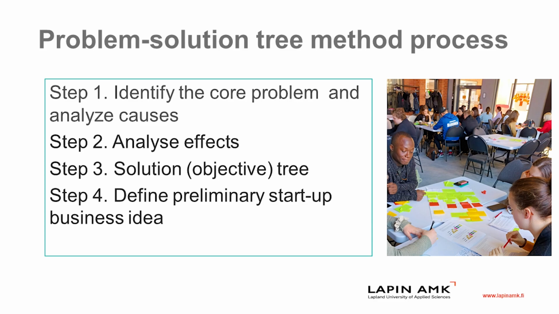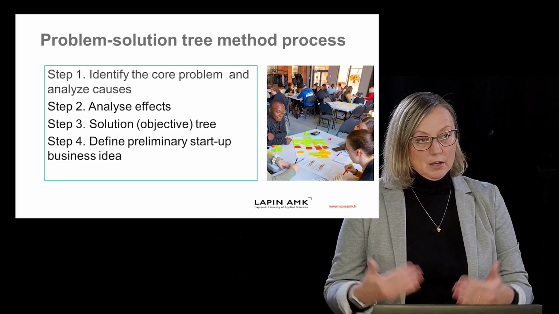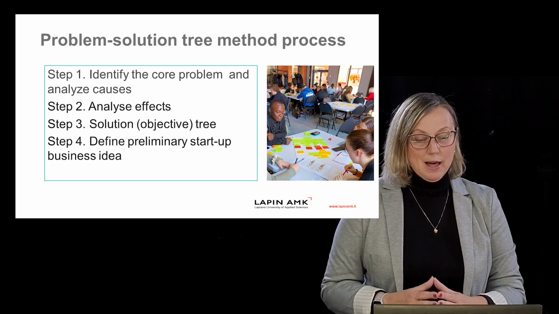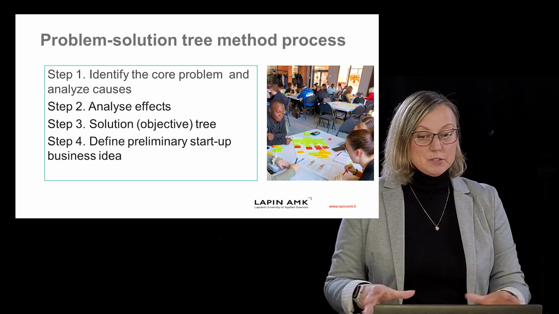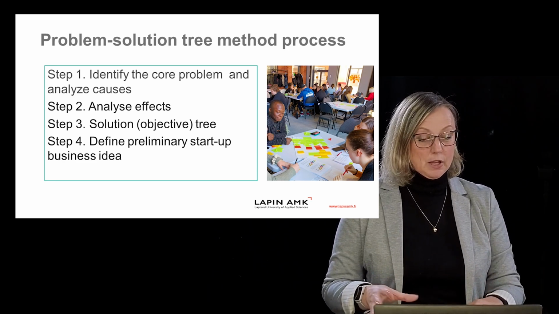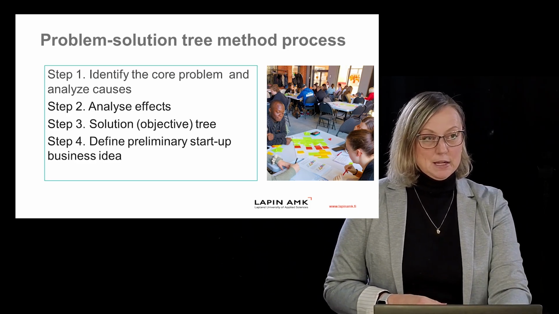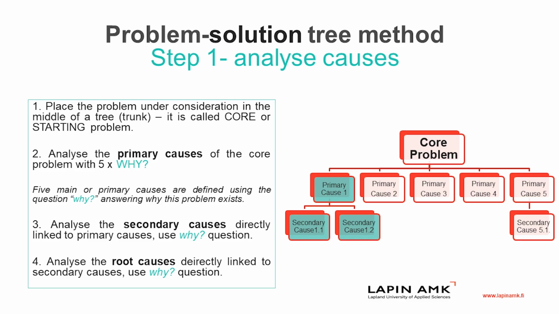So therefore, we use the problem tree in order to identify a variety of alternative solutions to existing problems. And only then, when we have a set of knowledge and information gathered together, can we begin defining a preliminary startup business idea. And so in step number 1, we analyze the root causes, defining the core problem, defining the primary causes, defining the secondary causes, and typically this analysis goes on at several levels.